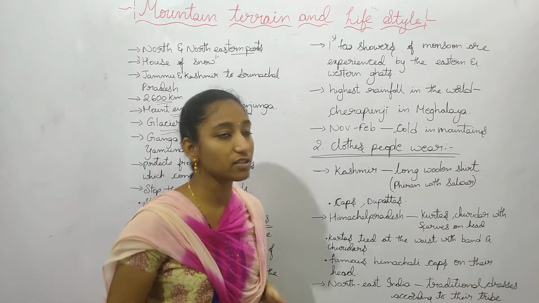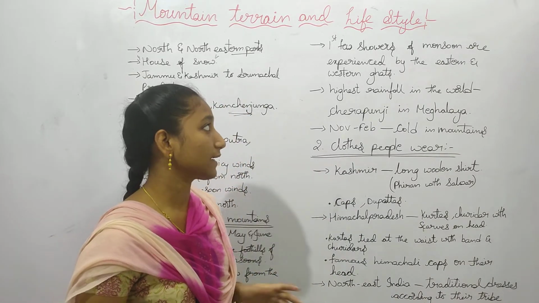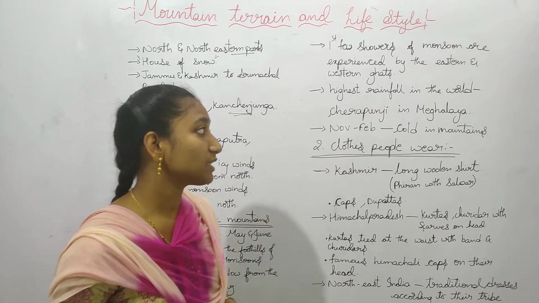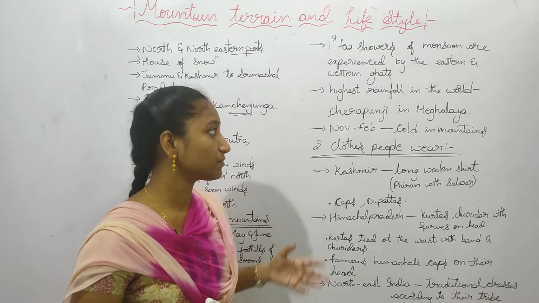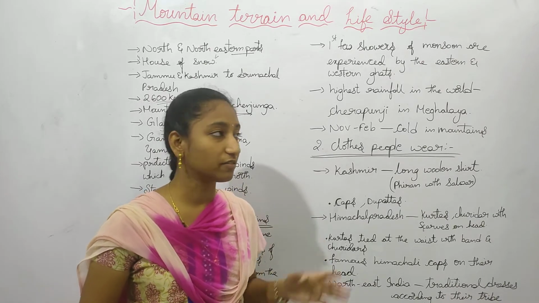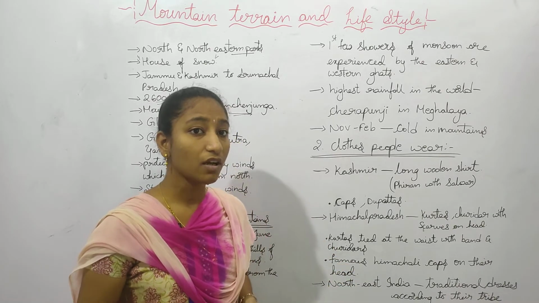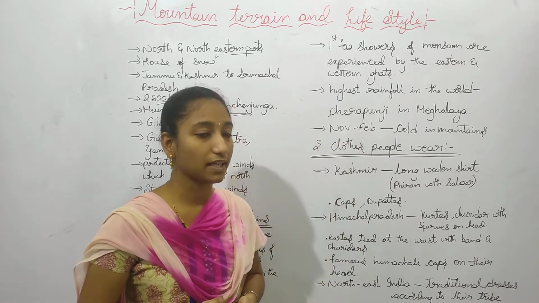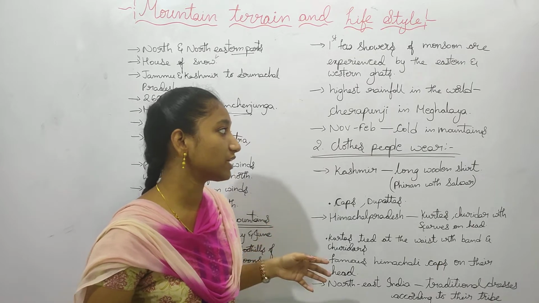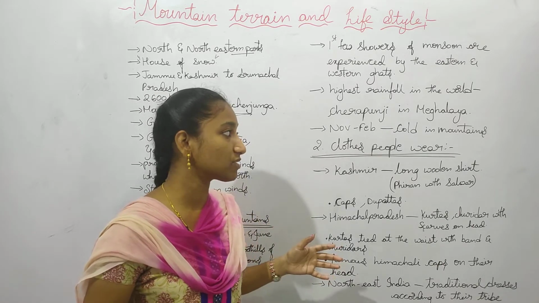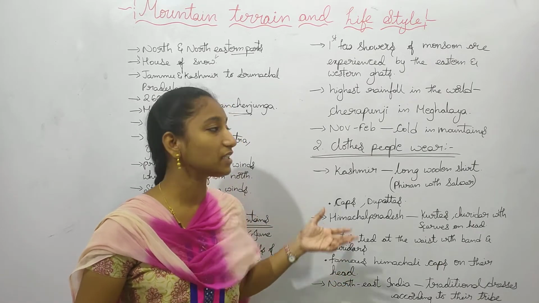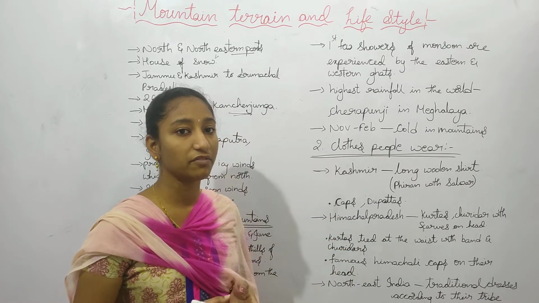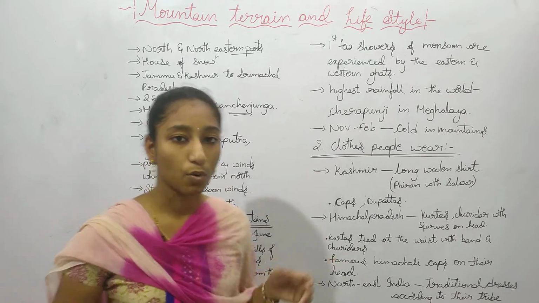The first showers of the monsoon are experienced by the eastern and western Ghats of India, and the highest rainfall in the world was recorded in Cherrapunji, a place in Meghalaya. During the winter months, from November to February, the climate near the mountains is very cold.